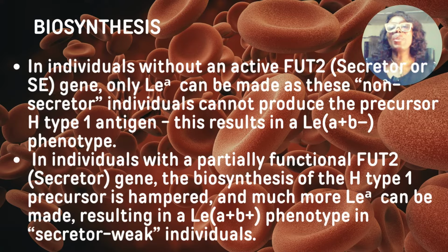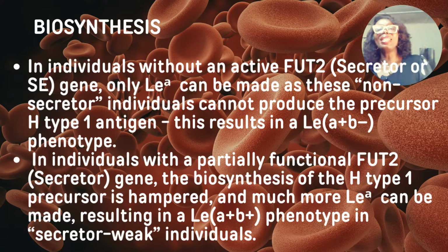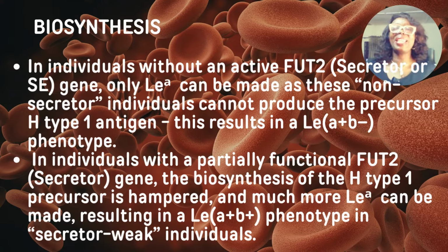In individuals with a partially functional FUT2 gene, the biosynthesis of H type 1 precursor is hampered, and much more Lewis A antigen can be made, resulting in a Lewis A plus Lewis B plus phenotype in individuals who are weak secretors. These individuals are able to produce Lewis A antigen and Lewis B antigen.